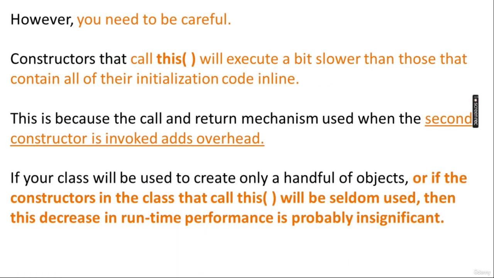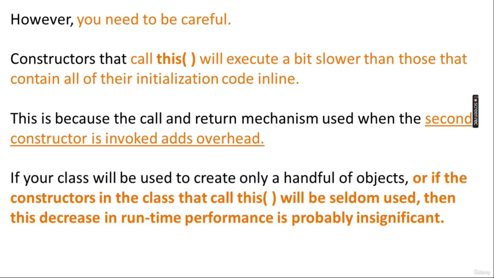You need to be careful. Constructors that call this will execute a bit slower than those that contain all of their initialization code in them. This is because the call and return mechanism used when the second constructor is invoked adds overhead. So it also takes extra time for switching from one code to another. Calling one constructor from another constructor will add a bit of overhead.